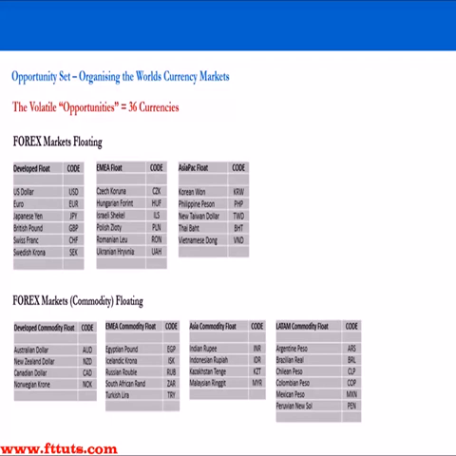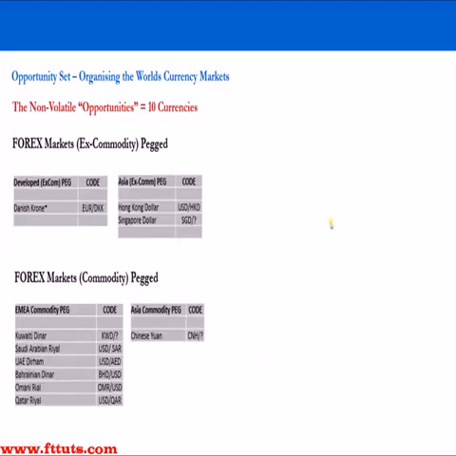So here we've got our 36 currencies, our 36 potential opportunities, and we've put them all on the same page so it's easy for you to view. Here we've got Forex markets floating, well, that's actually non-commodity floating, so what we've defined as floating regimes that don't have significant exposure to commodities. And then we have Forex markets commodity floating. So these are our 36 opportunities, and these are the ones that we're going to basically have to not consider as volatile opportunities.